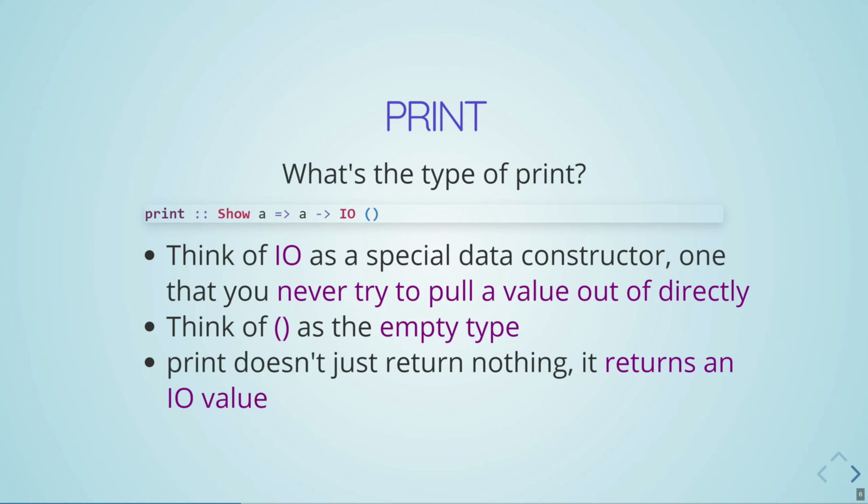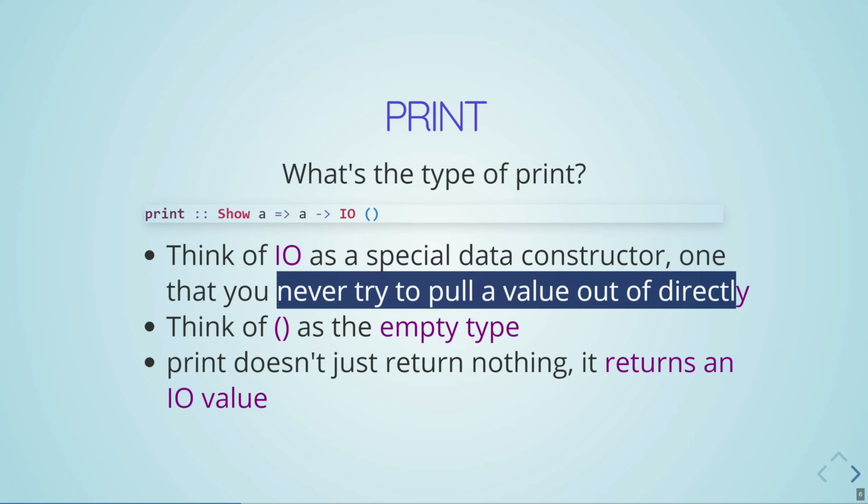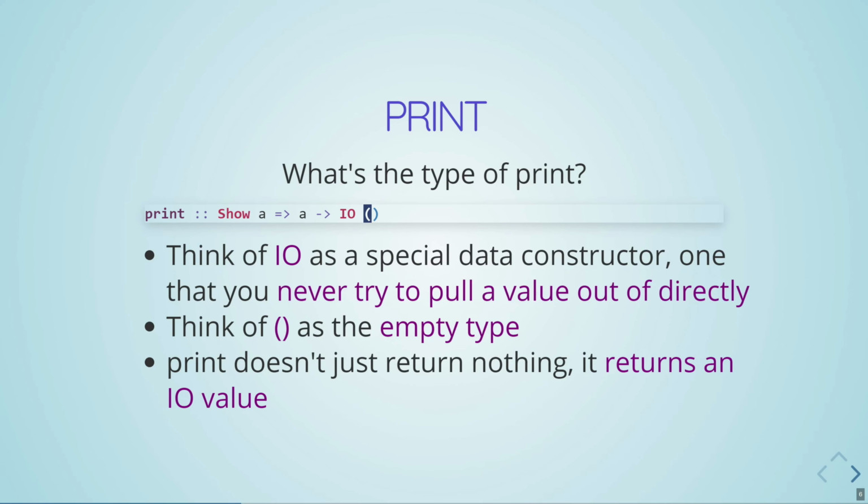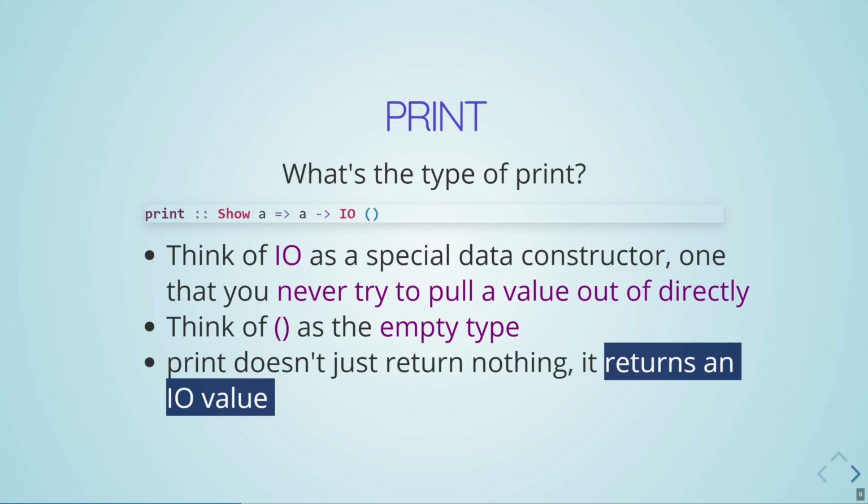So an IO, you can think of it as a special data constructor that you just never ever pull the value out of directly. And you can think of this empty tuple as just being the empty type, in place of, it doesn't have any other type associated with it, so we put this empty thing here. So when you think of print, in other languages you could think of it as print returns nothing. But in Haskell, you can think of print as returning an IO value.